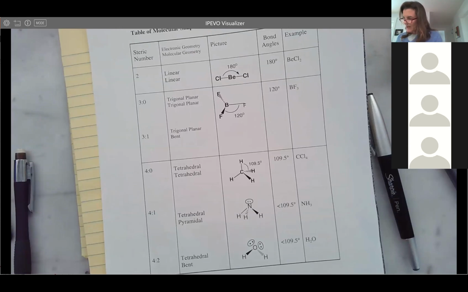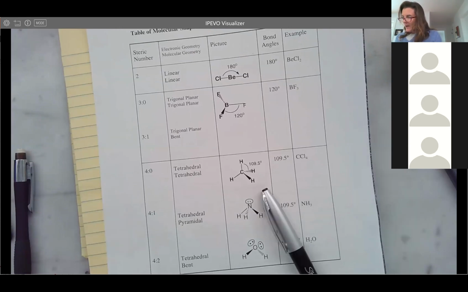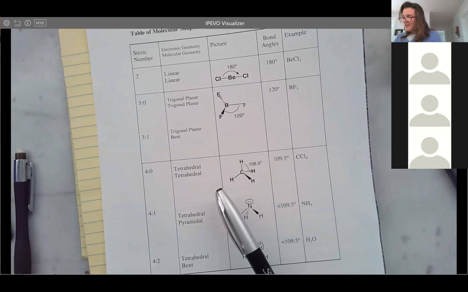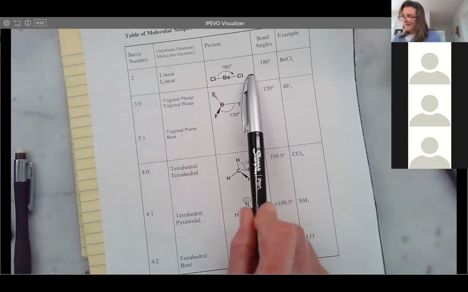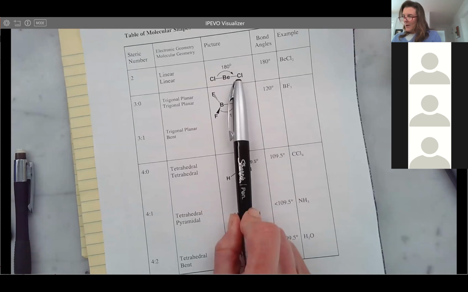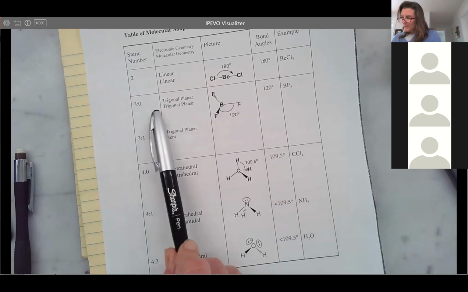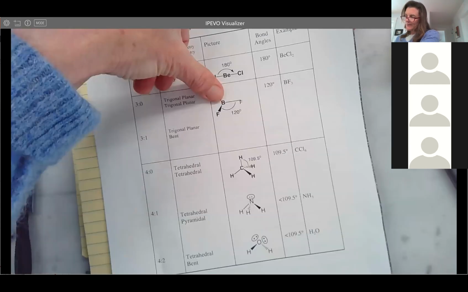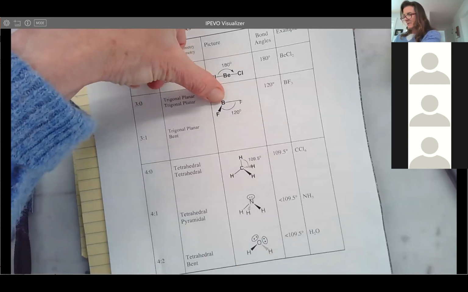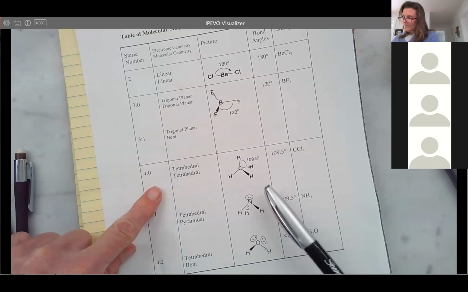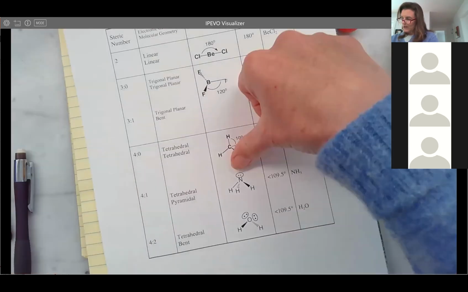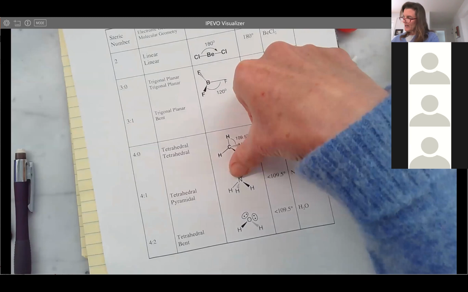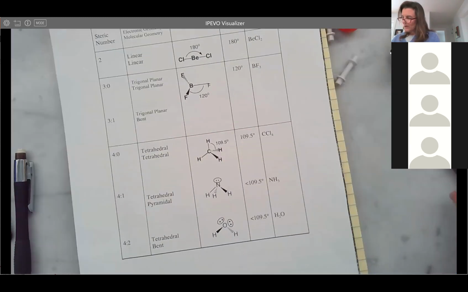This table hopefully helps summarize everything. Linear is pretty simple, right? Trigonal planar, if you take off one leg of the trigonal planar molecule, you have something that's bent. And then tetrahedral, if you take off the top leg, you have something that looks like a pyramid. That's why it's called pyramidal.